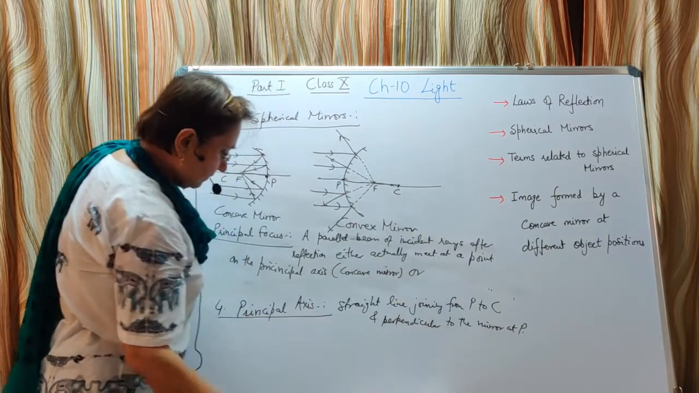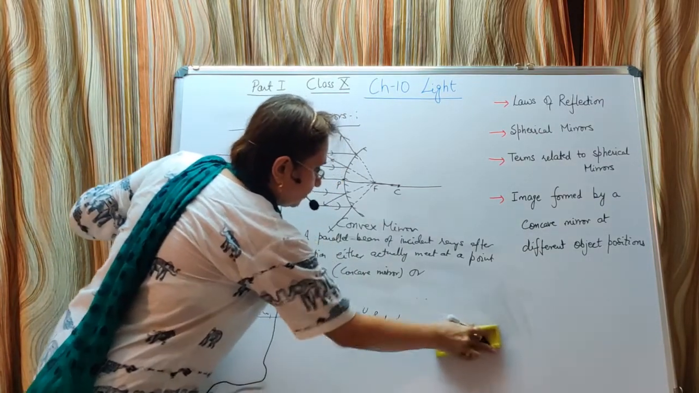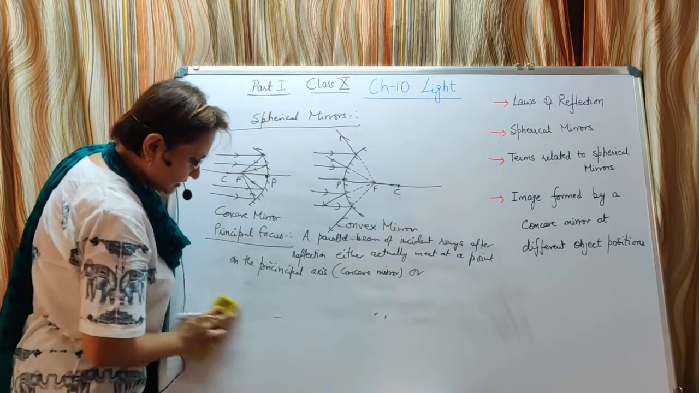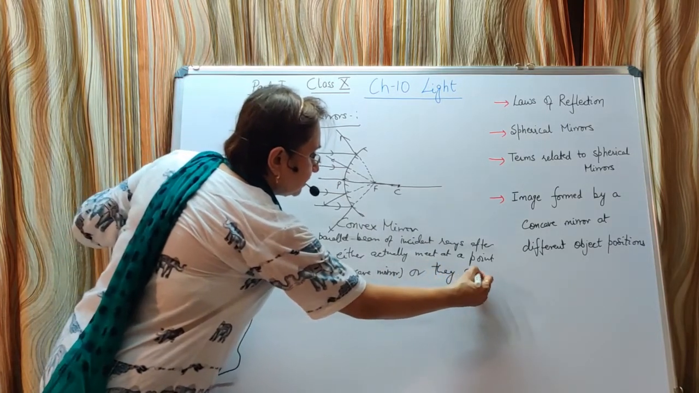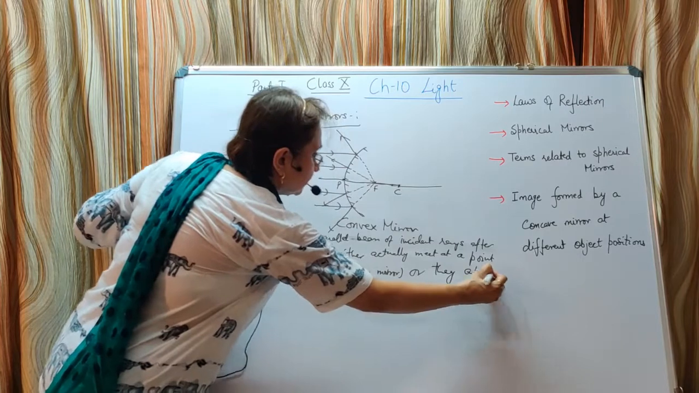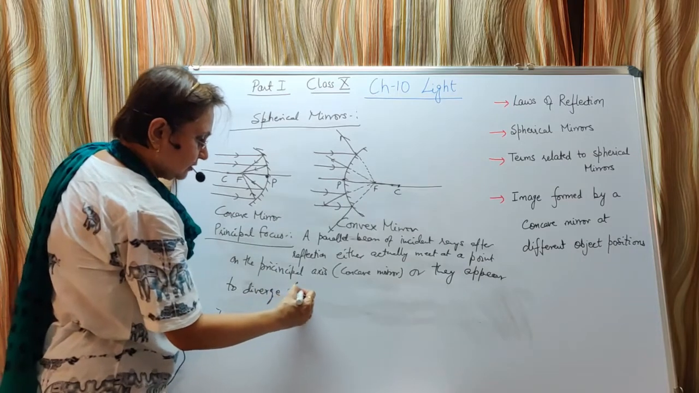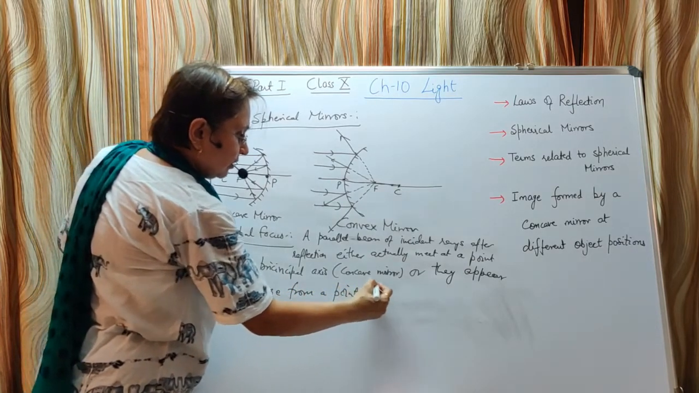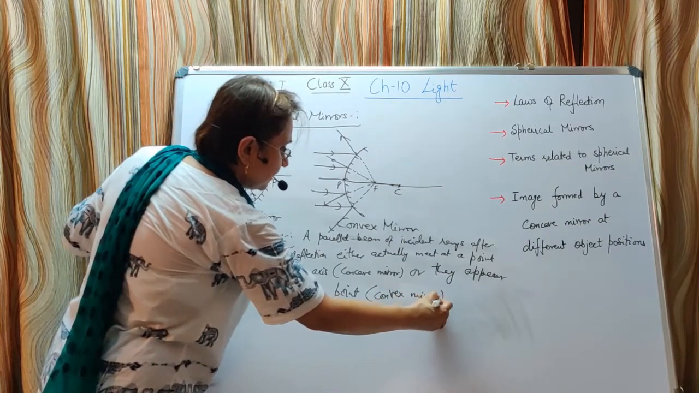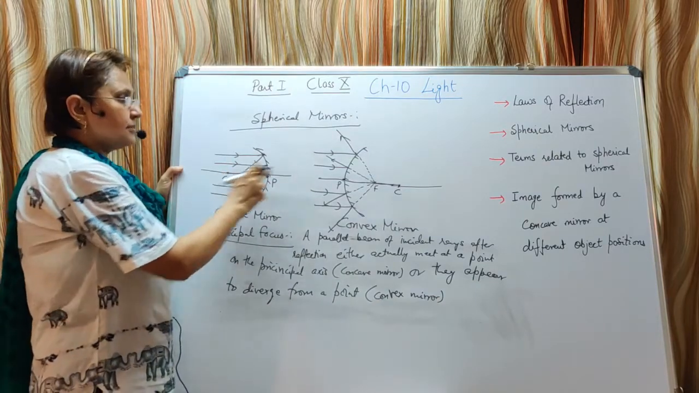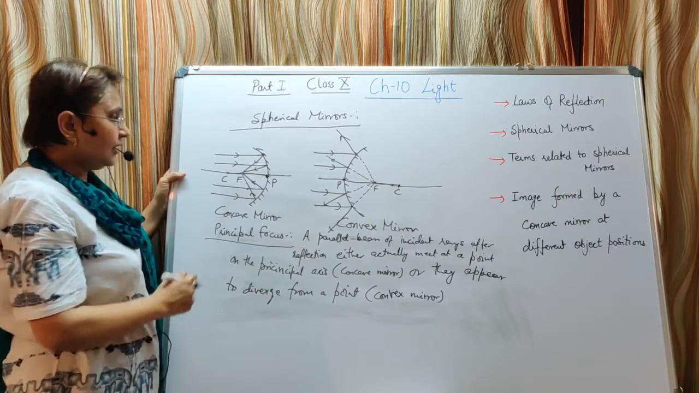Or they appear to diverge from a point on the principal axis. Which case is this? In case of a convex mirror. So this point is called the principal focus and it is represented by capital F. This principal focus is represented by capital F.